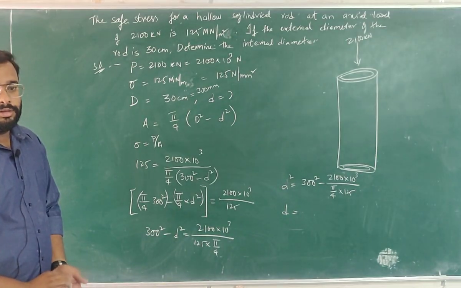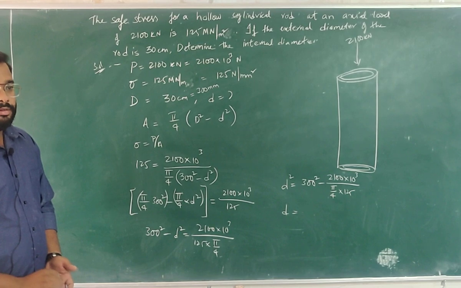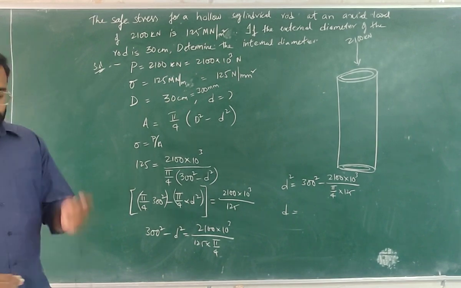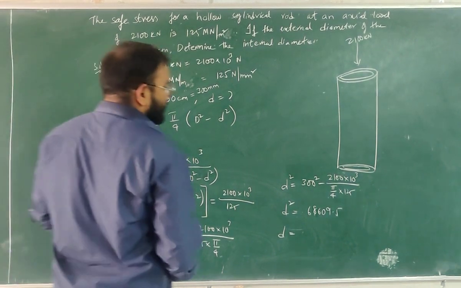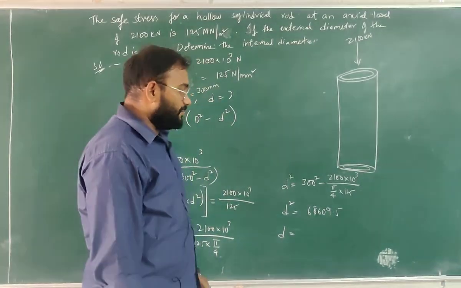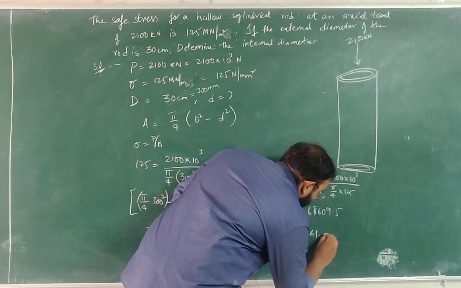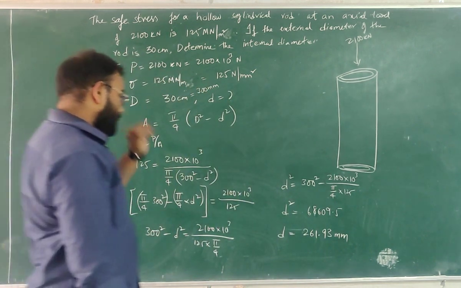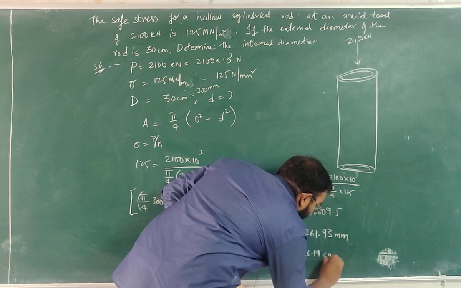Under root is the answer. Minus cannot be the answer. Minus is not possible. Calculator. d square is equal to 68609.5. d will be under root of this one. What is the answer? 261.993 millimeter. Okay, if you convert in centimeters, 26.19 centimeter.